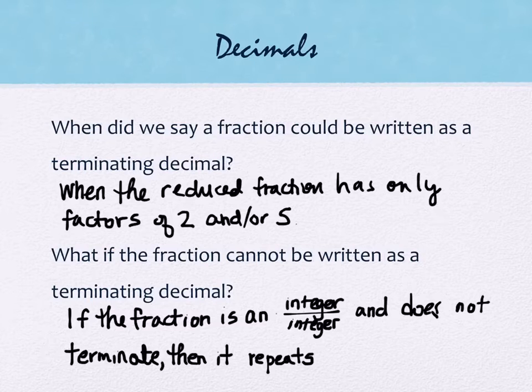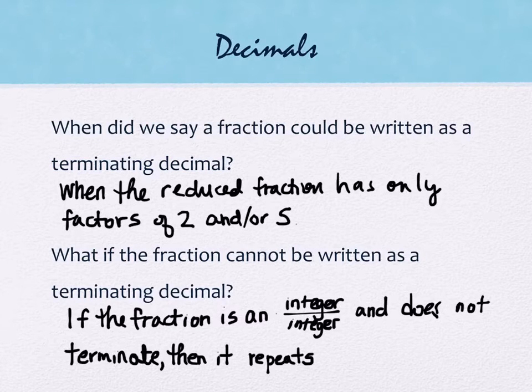Like the one on the board behind me, 9 over 0.35, it's not an integer over an integer right now, because 0.35 is not an integer. But if I multiplied top and bottom by 100, I could turn them into integers, and then I'd have 900 over 35, or 9,000 over 35, whatever I need. I would be able to get it into this form. So if I can get it into this form and it doesn't terminate, then it's going to repeat.